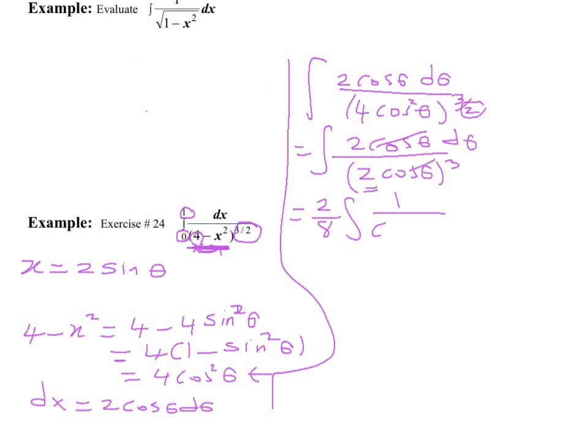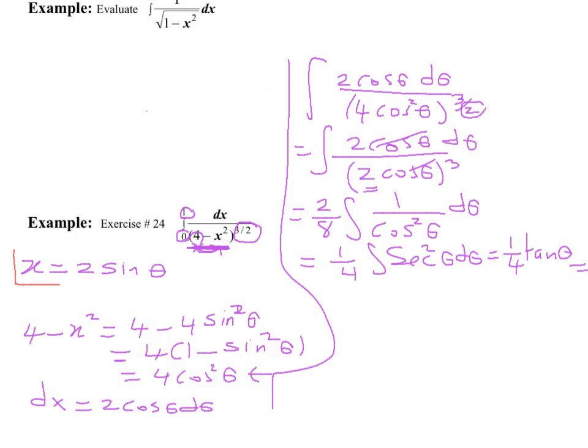We are going to have 1 over cosine square theta d theta, which is equal to 1/4 secant square theta d theta. So the integration is 1/4 tan theta. Now we have to replace theta, we have to write the answer in terms of x using the first substitution.